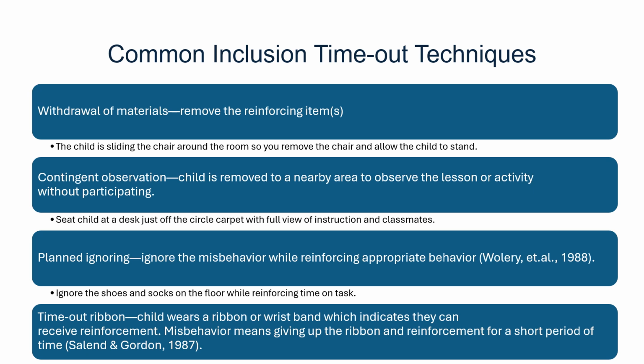Planned ignoring. You ignore the misbehavior while reinforcing appropriate behaviors. Ignore the shoes and socks on the floor while reinforcing time on task. Finally, a timeout ribbon, where the child wears a ribbon or wristband which indicates they can receive reinforcement. Misbehavior means giving up the ribbon and the reinforcement for a short period of time.